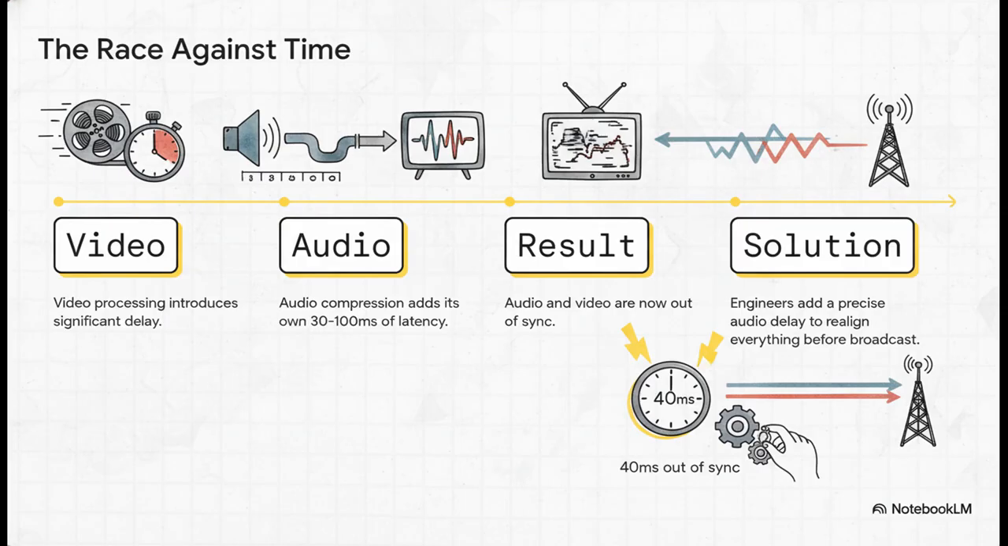So what's going on is basically a race against time, but the runners are starting at different times. The video processing takes a good chunk of time and introduces a big delay. But the audio compression adds its own, different delay, maybe 30 to 100 milliseconds. What ends up happening is the audio is now ahead of the video. So what's the solution? Well, it's this kind of brilliant, counterintuitive trick. Engineers intentionally hold back the audio, the faster signal, at the very end of the line. They add a precise delay just to let the slower video catch up, so they both hit the finish line at the exact same time.